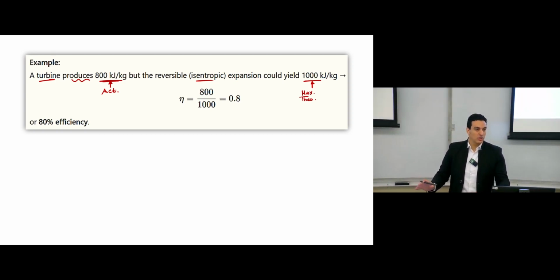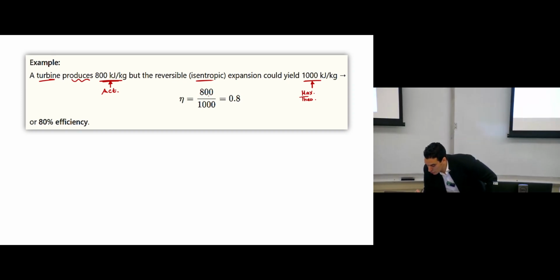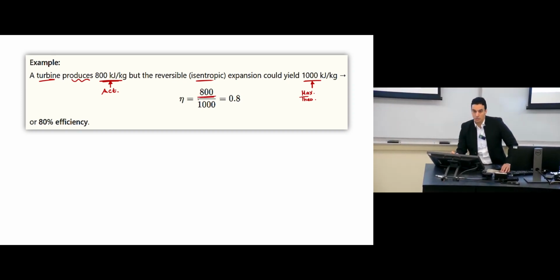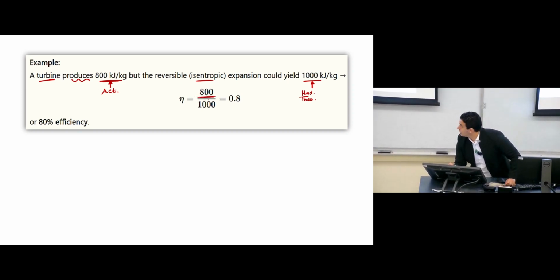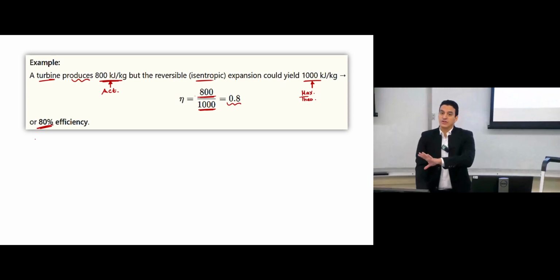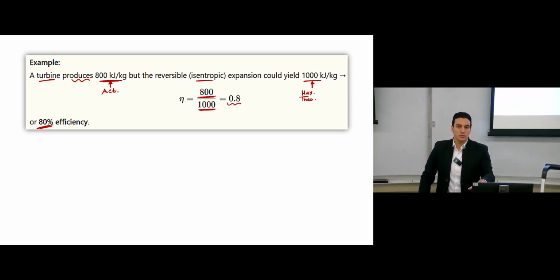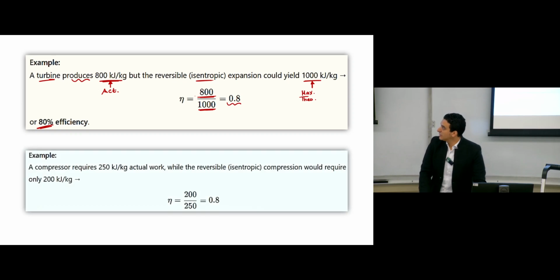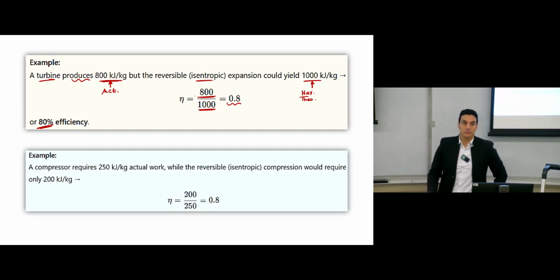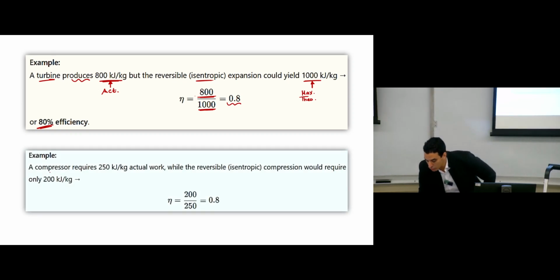So if you need to calculate the efficiency of the turbine, it will be the actual amount of work you are obtaining divided by the theoretical amount of work, so it will be 0.8 or 80% efficiency. This is not thermal efficiency, this is the isentropic efficiency for this turbine. Clear? Any questions? We can have the same thing for a pump or for a compressor, for example. So we have here a compressor.